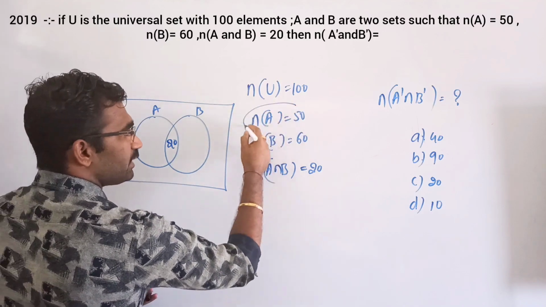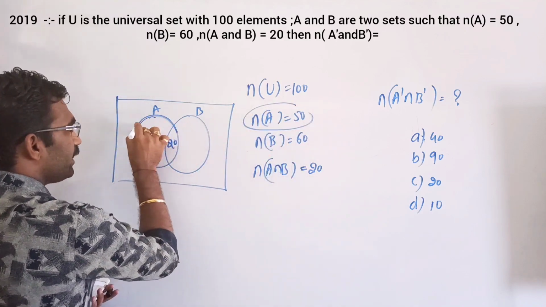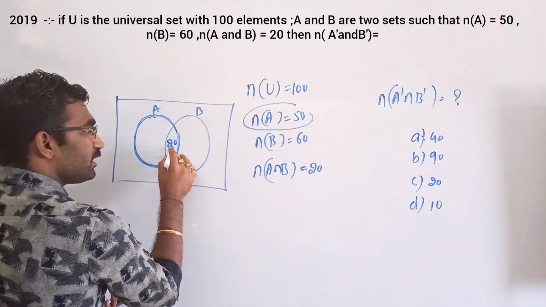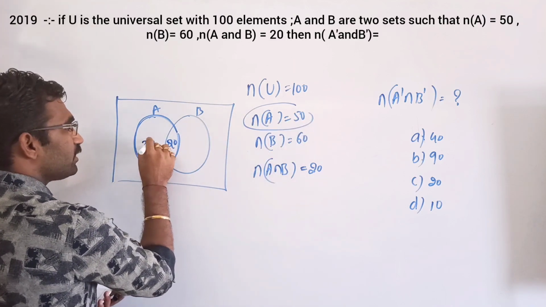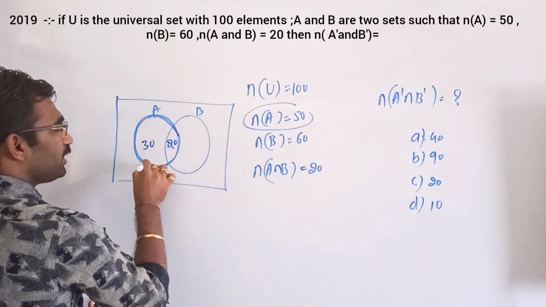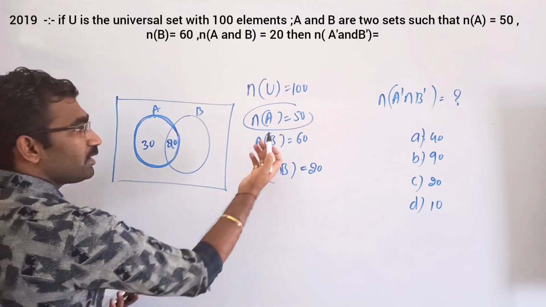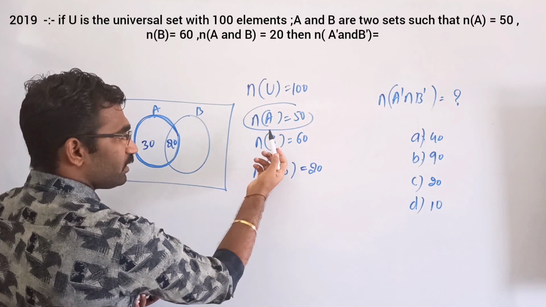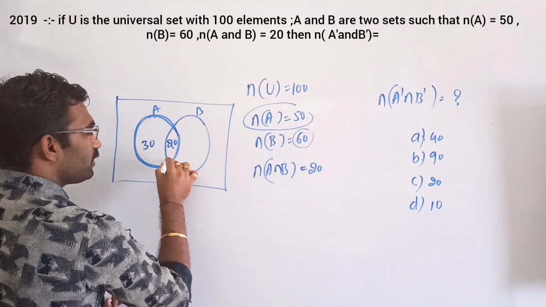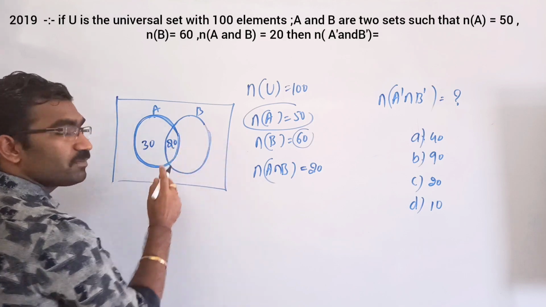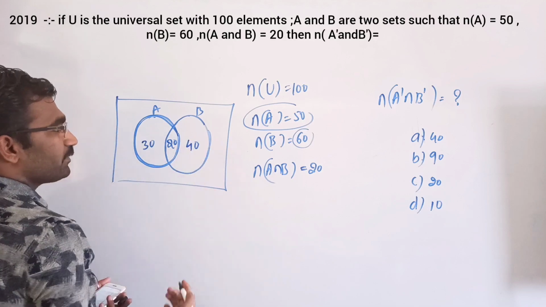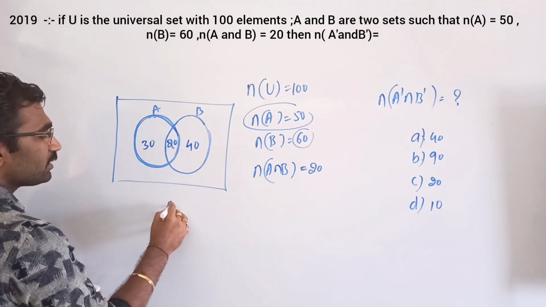Just concentrate here. In total set A, how many elements are there? 50. Already I have written 20, so how much is remaining? 30. Therefore 30 plus 20 is 50 elements present in set A. Now n of B is equal to 60, so the circle B must have a total of 60. Already I have written 20, so 40 is remaining.